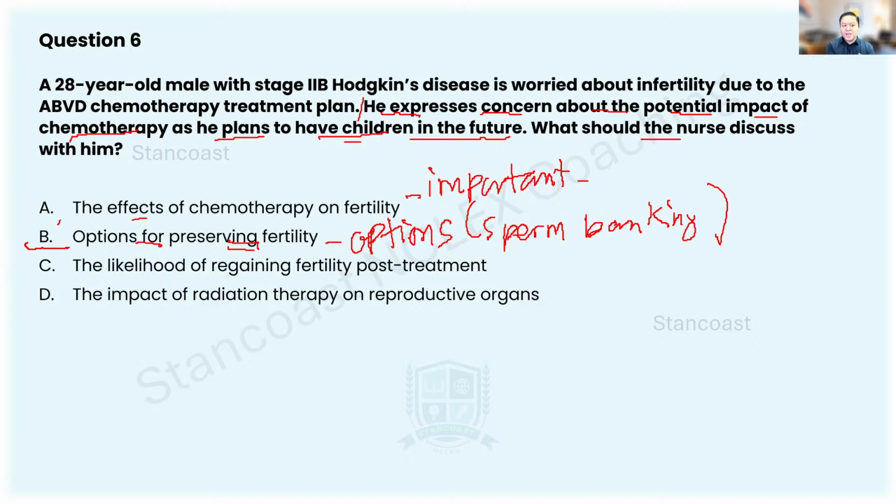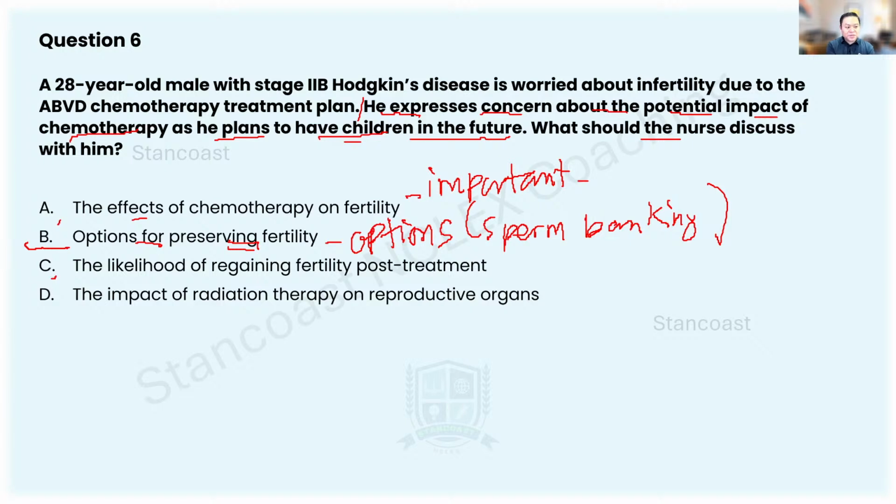Yeah, they already know that, right? He is already worried about it. He is already concerned about the potential side effect or the potential impact. So he is already aware about that. And so our conversation should focus on preserving fertility through this option, let's say sperm banking.